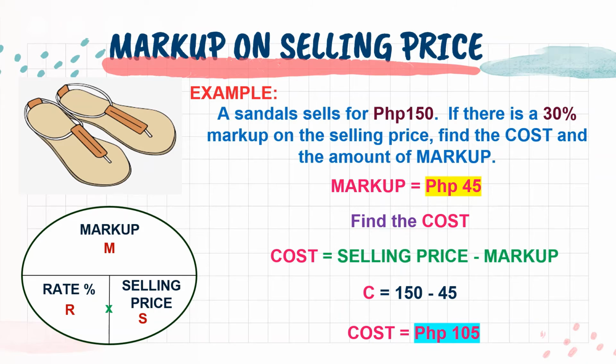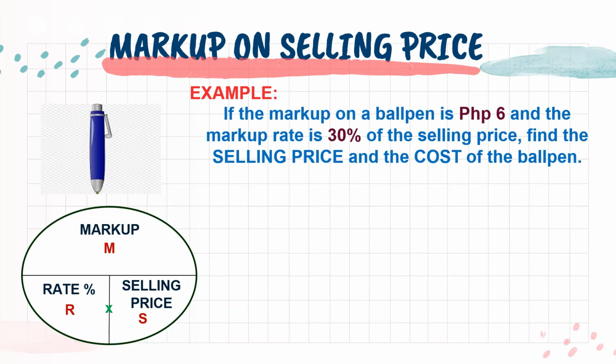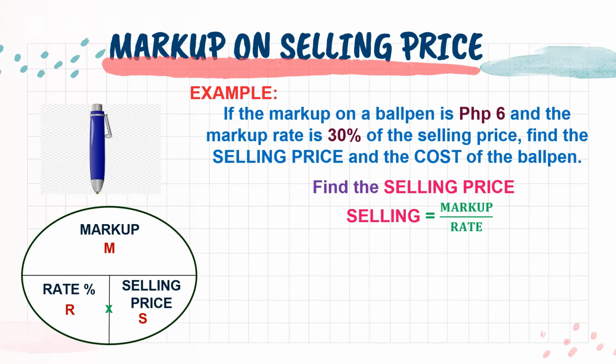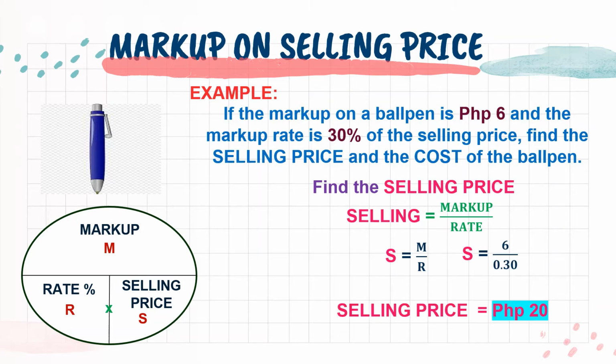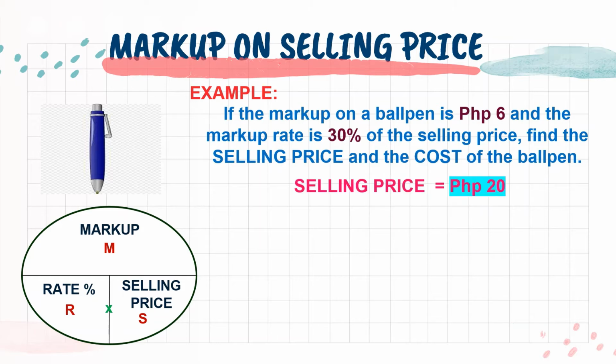Another problem. If the markup on a ball pen is 6 pesos, the markup rate is 30% of the selling price. Find the selling price and the cost. So, balikan natin ulit yung formula ng selling price. Selling price is equal to markup divided by rate. Then, 6 divided by 0.30 is equal to 20 pesos. Meaning the selling price of that ball pen is 20 pesos.